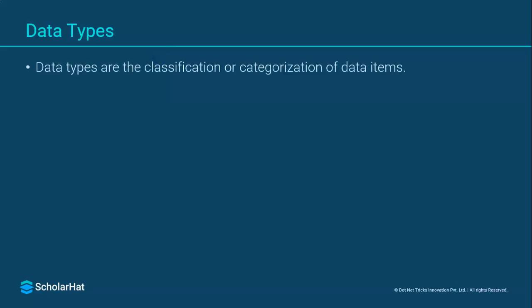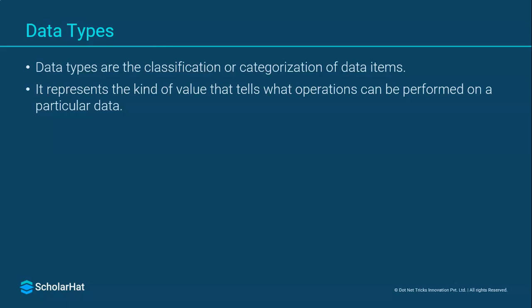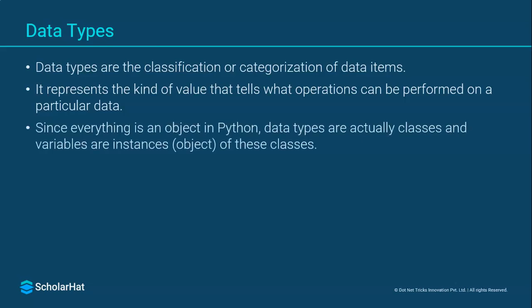Python supports various data types used to define the type of data a variable can store. It represents the kind of a variable that tells what operations can be performed on a particular data. If it is integer, you can do addition, subtraction, multiplication, whereas if it is string, you can do concatenation. Since everything is an object in Python, data types are actually classes and variables are instances of those classes.